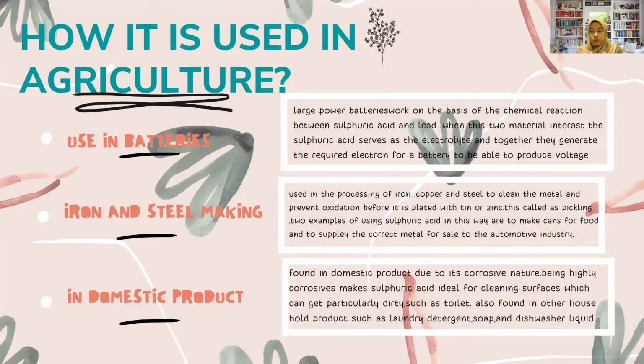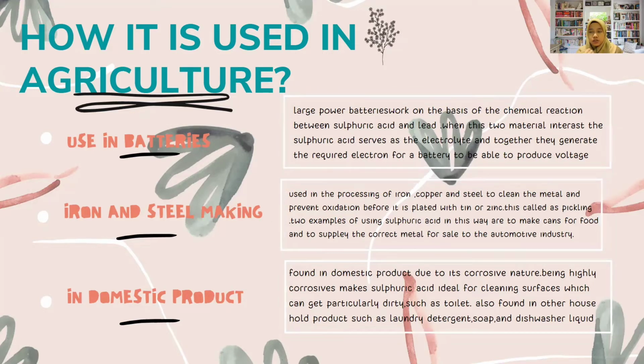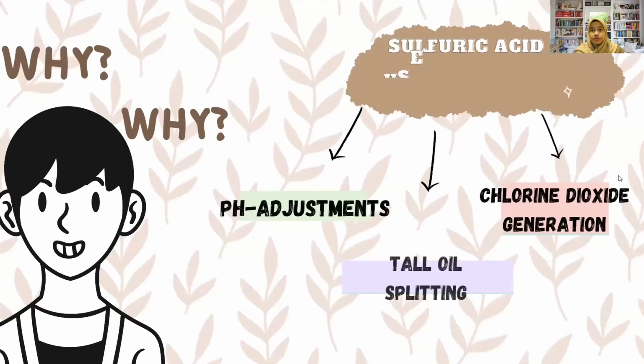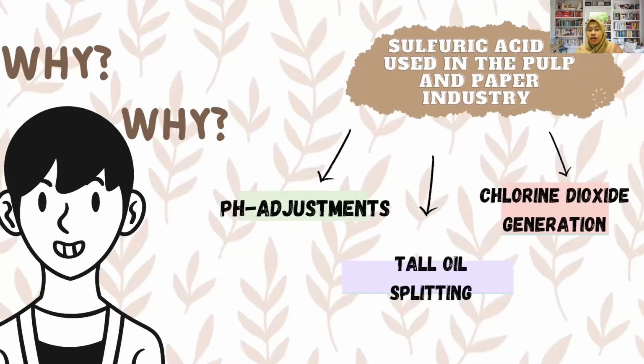Next, to solve your curiosity, I'll tell you about the usage of sulfuric acid in the pulp and paper industry. There are three usages of sulfuric acid in the pulp and paper industry, which are pH adjustment, tall oil splitting, and chlorine dioxide generation.